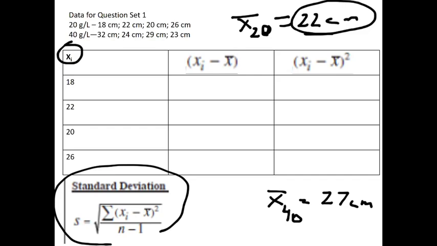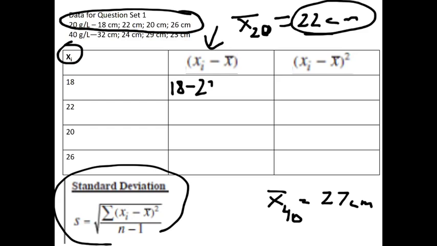The easiest way to do this, since you can't use a fancy calculator on the AP exam, is to build a table. So we're going to make our first column be xi. We're simply going to write in, which I've already done for you, all our individual data points, 18, 22, 20. Our next column is going to be xi minus x bar. So in this case, it's going to be 18, our first xi, minus our mean, 22. That's going to give us minus 4. For the next one, it's xi, 22, minus the mean for the group, 22. That's going to give us 0.